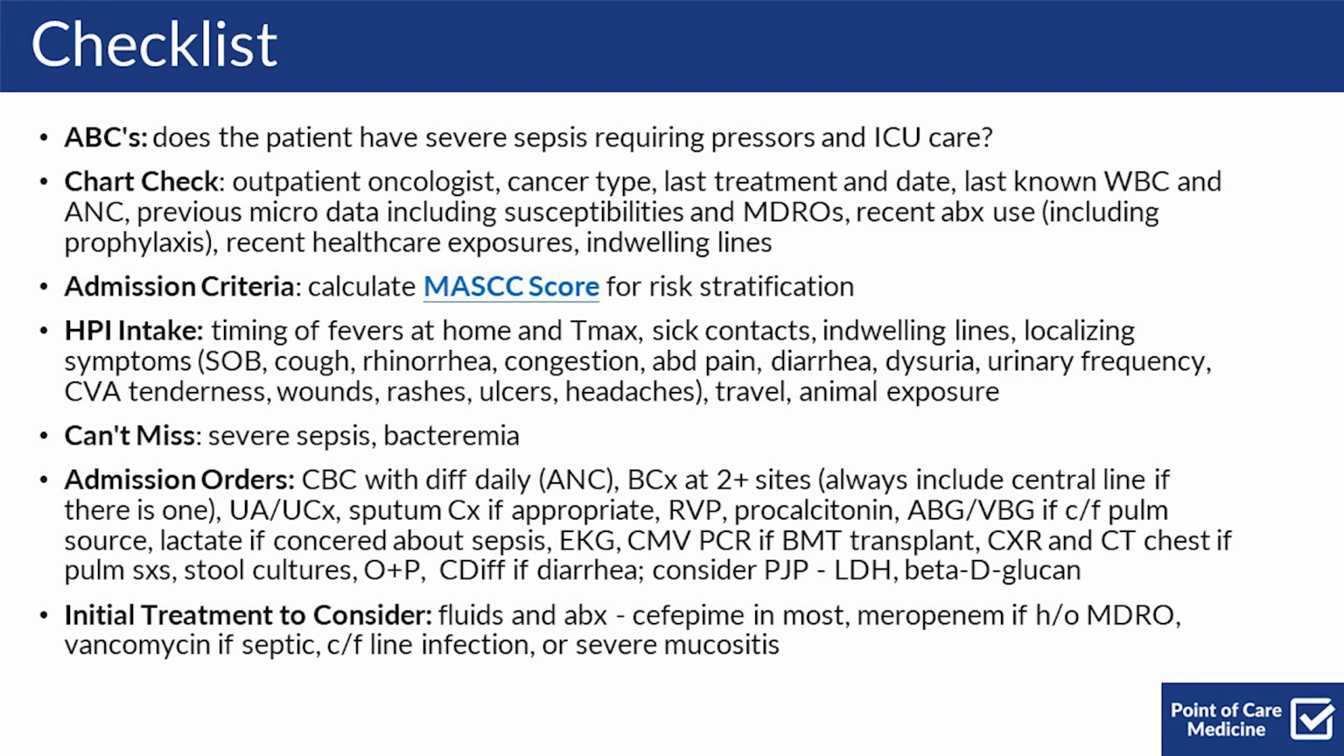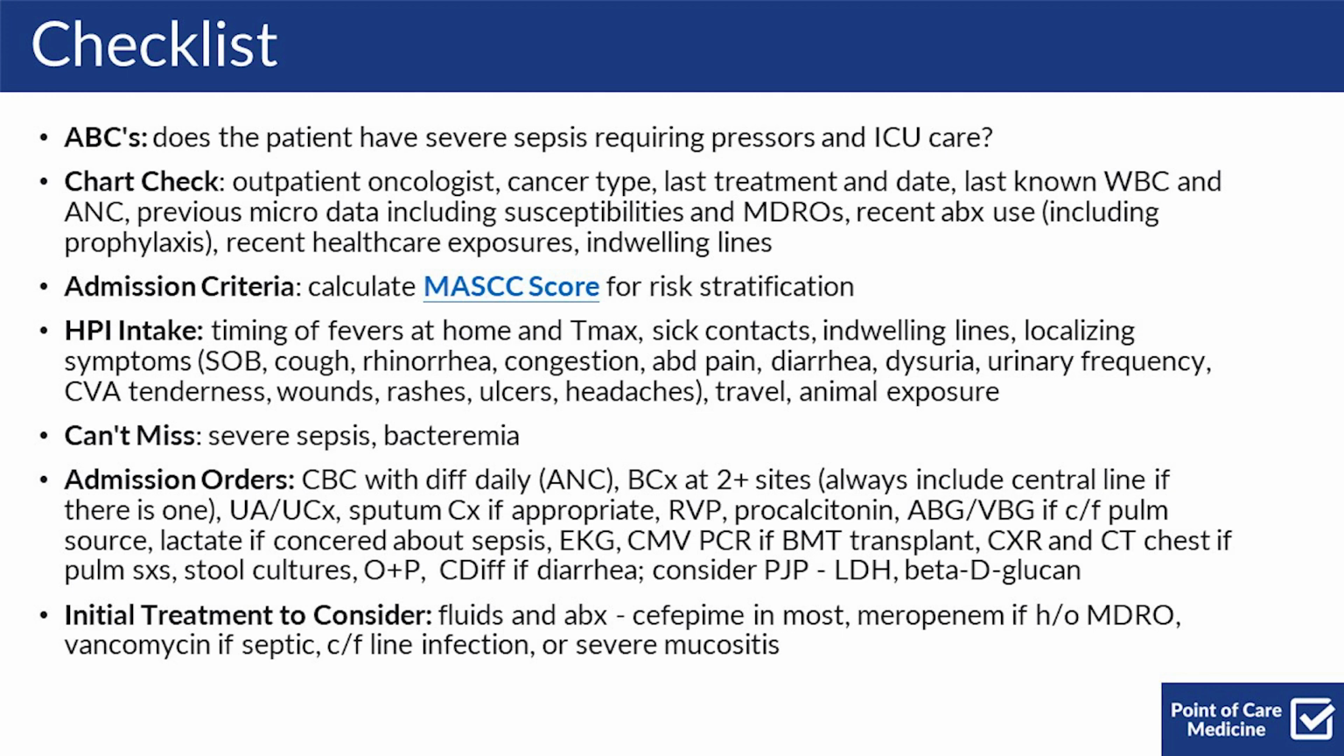When you're placing your initial admission orders, certainly get a CBC with diff daily to know what the ANC is. Make sure you get blood cultures at 2 or more sites and always include a central line if there is one. Get a UA and a urine culture, a sputum culture if in the appropriate setting, an RVP, especially in certain times of year where viruses are going around, procalcitonin if you're worried about bacterial pneumonia, an ABG or VBG if you're concerned about a pulmonary source, lactate if you're concerned about sepsis, an EKG, a CMV PCR if it's a bone marrow transplant patient, chest x-ray always, and then a CT chest if you're really worried about pulmonary symptoms. And if they're having diarrhea, you can consider getting stool studies, stool cultures, O&P, and a C. diff. If you're worried about PJP, you can send an LDH and a beta-D-glucan.